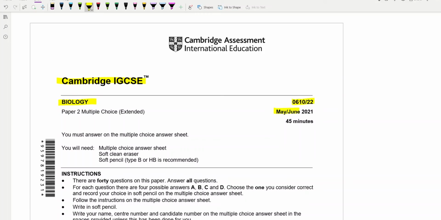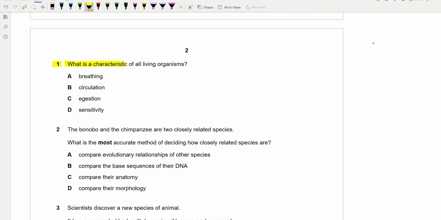061022 May June 2021. Question number 1. What is the characteristic of all living organisms? Option A. Breathing, which is wrong. All living organisms don't breathe. Circulation, which is wrong. Egestion, which is wrong as well. Sensitivity, which is correct. So the correct option would be option D.